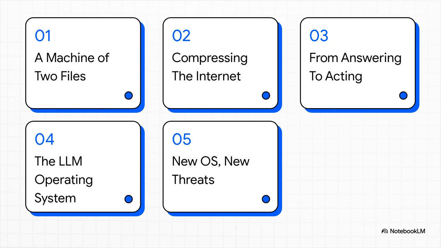So here's our game plan. First, we're going to break an LLM down to its absolute basics, a machine made of just 2 files. Then we'll look at how it gets its smarts by basically compressing the internet. After that, we'll see the pivot from just answering questions to actually doing things. And all of that builds up to the main event, the LLM as an operating system. And of course, a new OS means new threats.